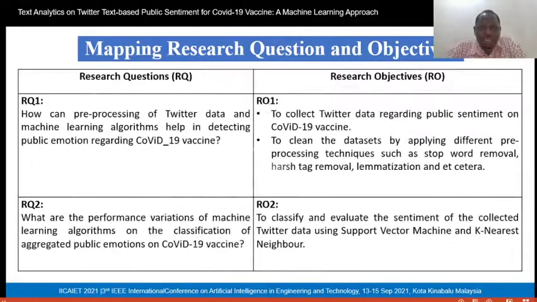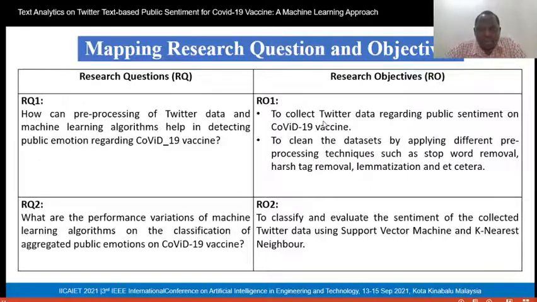What are the research questions in this research? We have about 2 research questions. Number 1 is how can pre-processing of Twitter data and machine learning algorithms help in detecting public emotions or public sentiment regarding the COVID-19 vaccine. So these 2 research objectives, when answered, will address this research question.